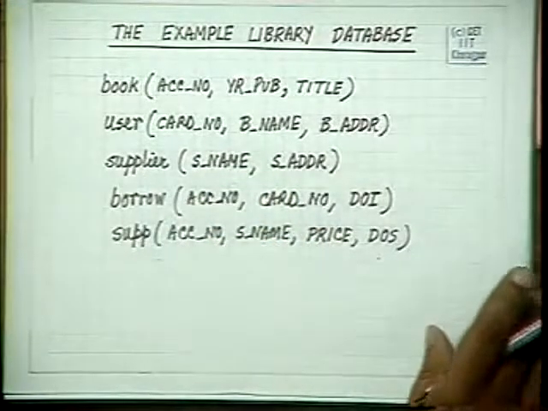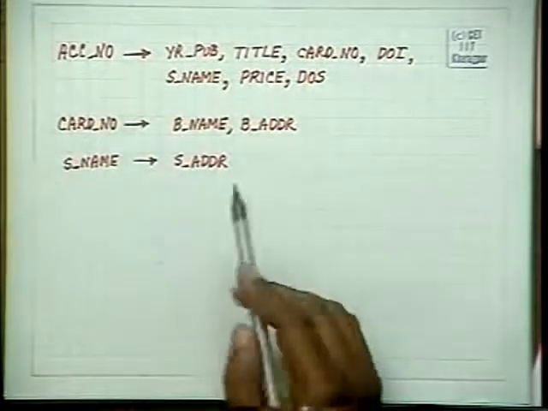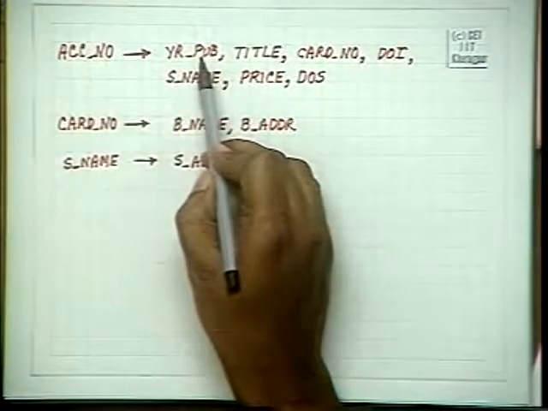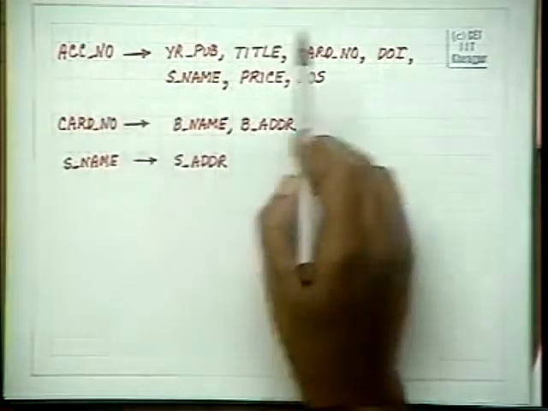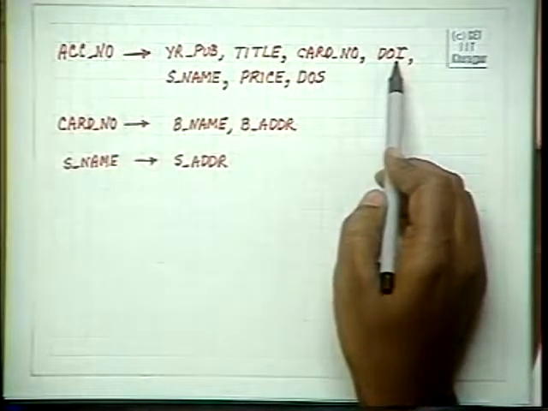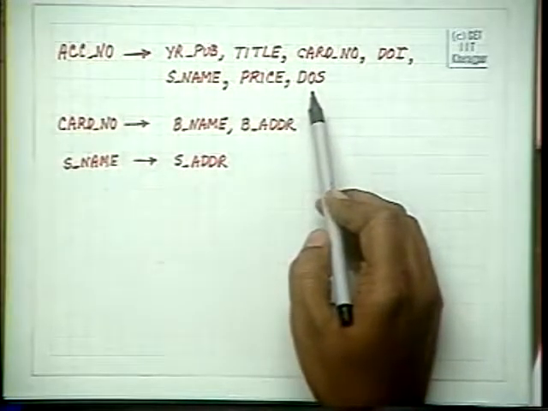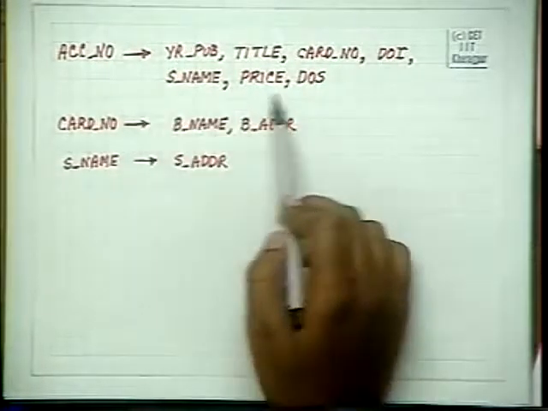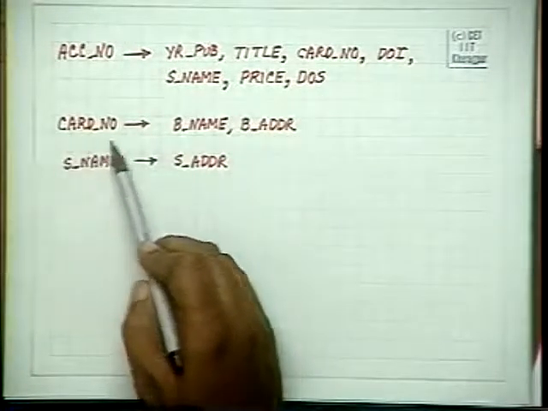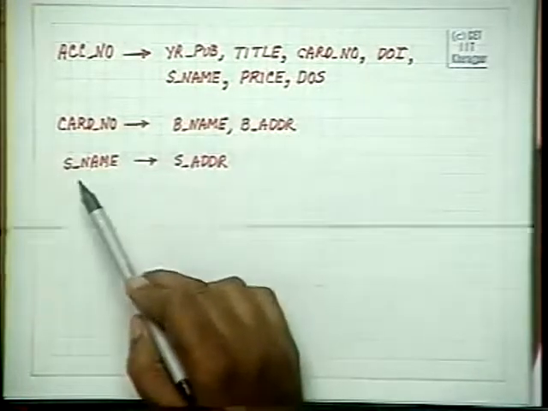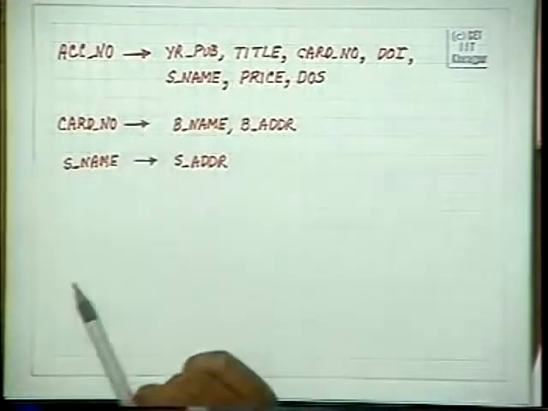Going back to the book example, we had the book, the user, supplier, borrow, and sup relation, and we had a number of functional dependencies, and we can club them together and write it this way. Actually, what we had was accession number gives year of publication, accession number gives title, accession number gives card number, accession number gives date of issue, accession number gives supplier's name, accession number gives price, and accession number gives date of supply. Instead of writing them independently, we can write them one after another like this as also. Similarly, card number gives both borrower name and borrower address, and supplier's name gives supplier's address. These are the functional dependencies that hold here.